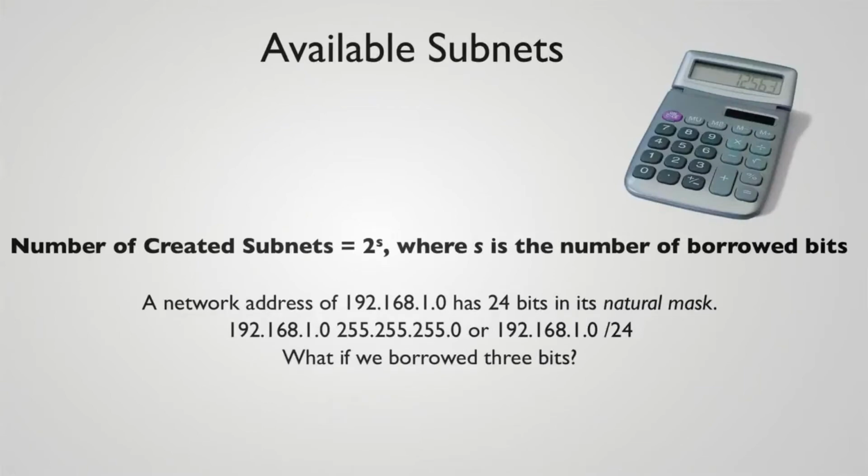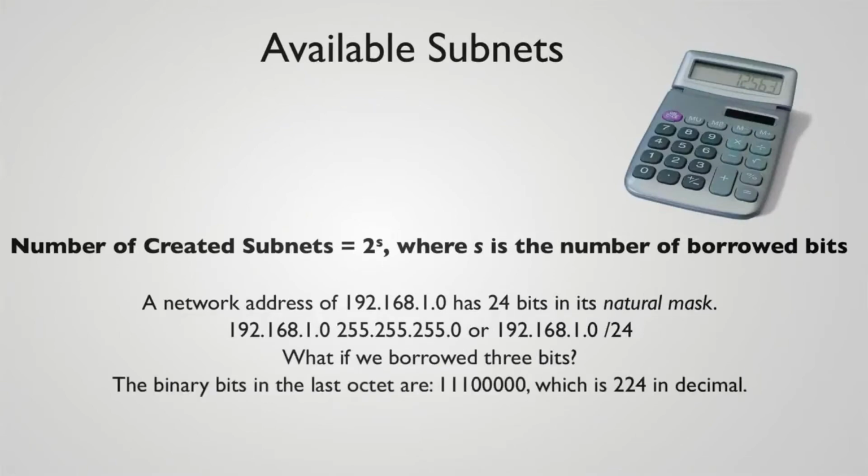But what if we borrowed 3 bits? What would our subnet mask look like then? Well, let's take a look at that last octet. We're extending the subnet mask into that last octet. It's going to look like this. We're going to have 3 ones. We've got 3 borrowed bits beyond the classful mask, and then we've got 5 zeros. What is 11100000 in binary? What is that in decimal? It's a 224. That means that the subnet mask is going to become 255.255.255.224.